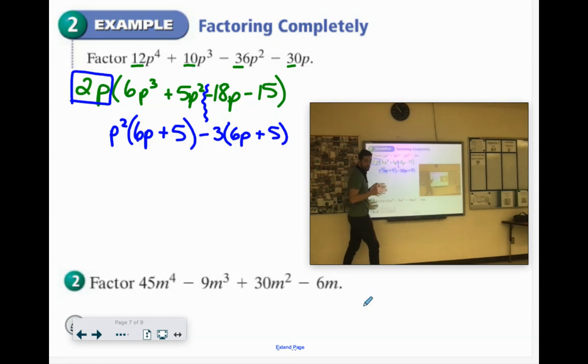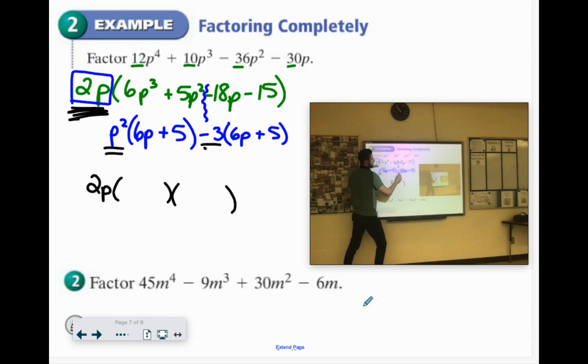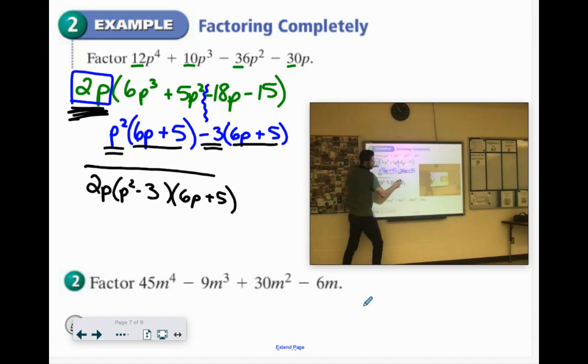So, we're ready to write our final answer. Don't forget about the 2p. That'll go on the outside. In one of our sets of parentheses, we have p squared minus 3. In the other set, we have the 6p plus 5. Very challenging problem.